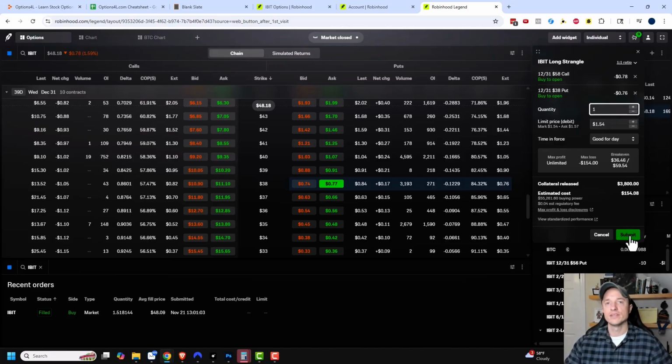And so that's it for the long strangle. Pretty simple one to understand. And you want to do it when you're expecting a major move. And even though it's called a neutral strategy, you only put this trade on if you're expecting a major move either to the upside or downside. You don't want the stock staying flat, or otherwise you'll lose.